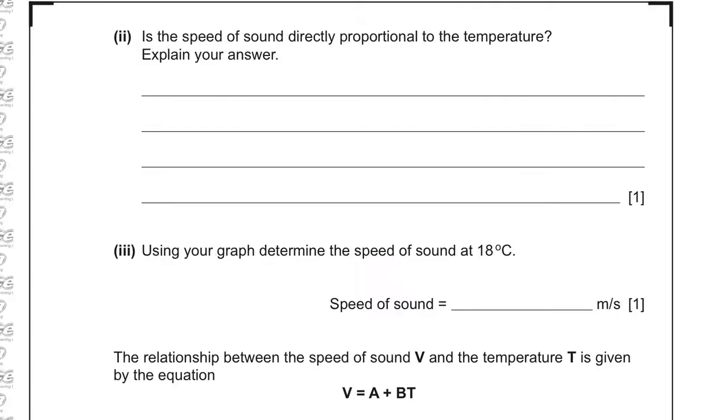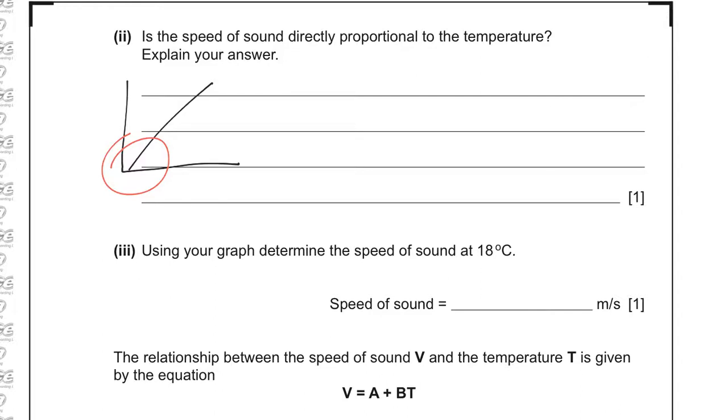So part 2, is the speed of sound directly proportional to temperature? Explain your answer. Well, for something to be proportional, we would expect a straight line that goes through the origin. And although we have a straight line, it does not go through the origin. So the issue comes with it not going through 0,0, and so it's not proportional.